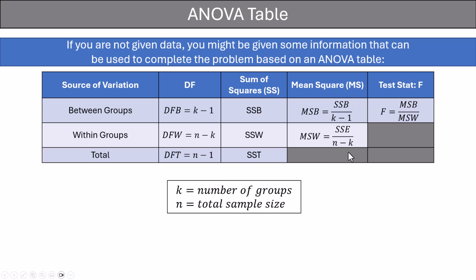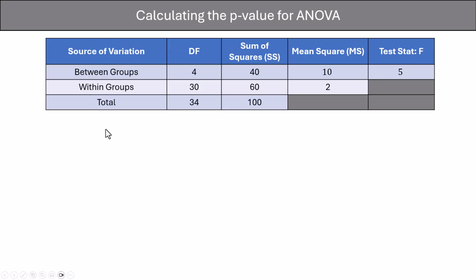Okay, so like I said, it kind of looked like a lot. Let me just show you an example of a finished ANOVA table. And then from there, we can calculate the p-value.